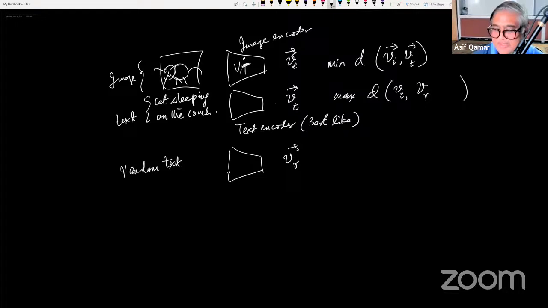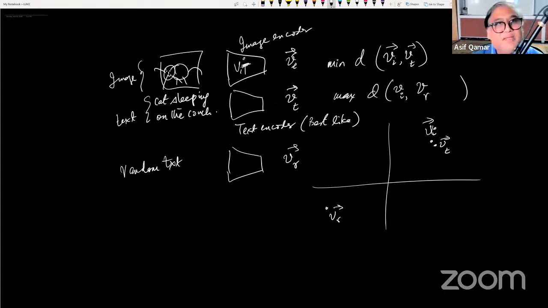At the end of it, you end up with a vector space in which, irrespective of whether it's an image or text, V image and V text are close to each other, so V random is far away. This is a very successful multimodal encoder, isn't it? Are we together, guys? And you have a multimodal encoder.